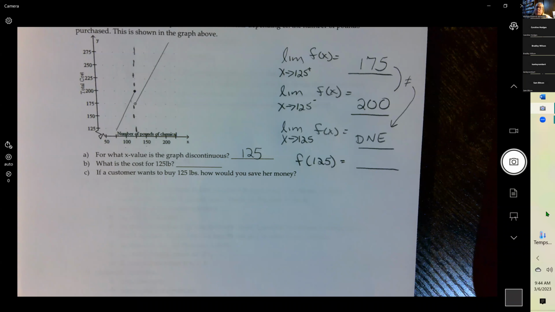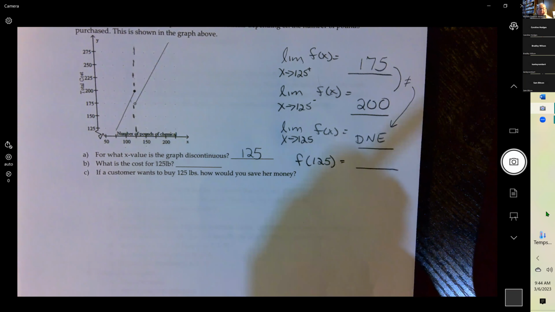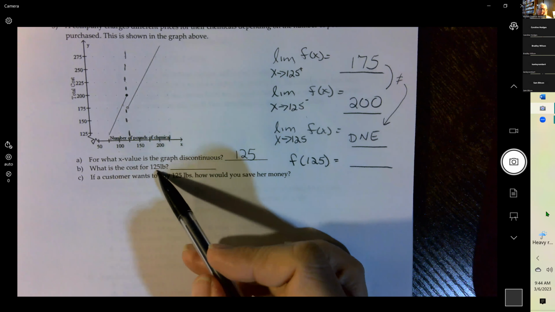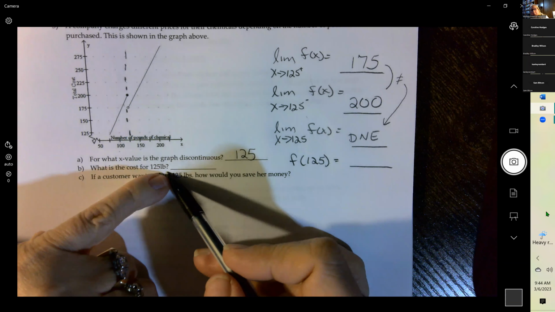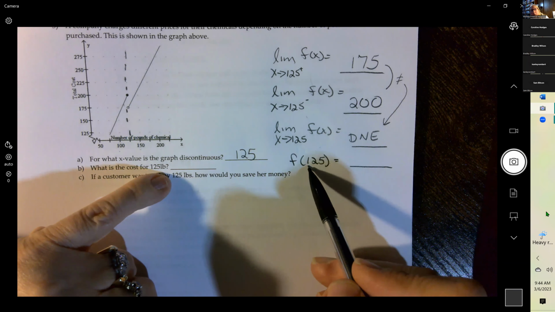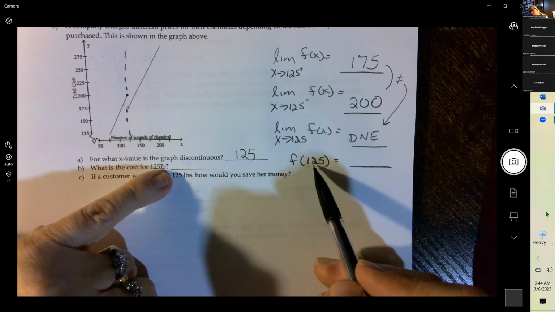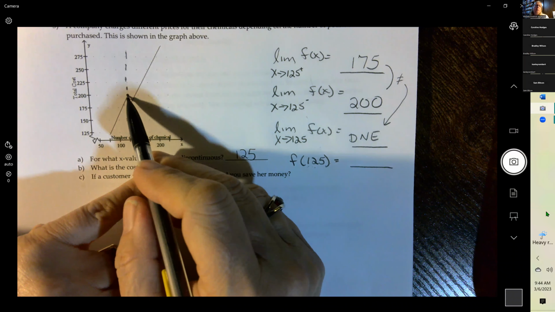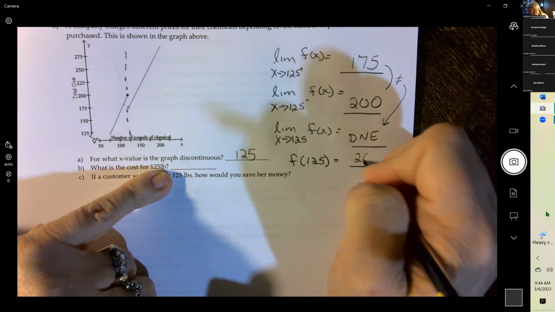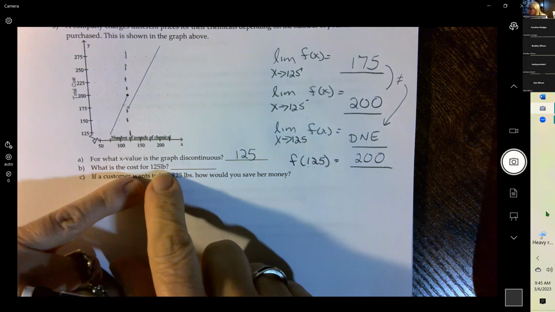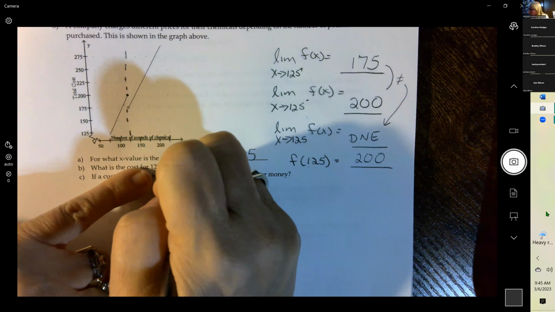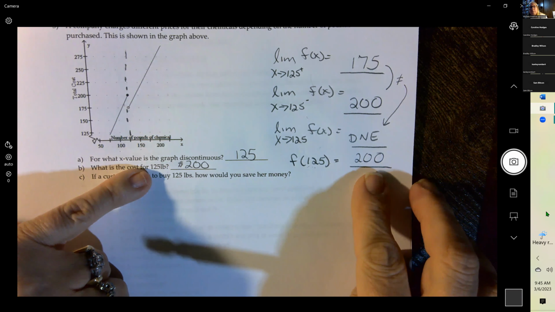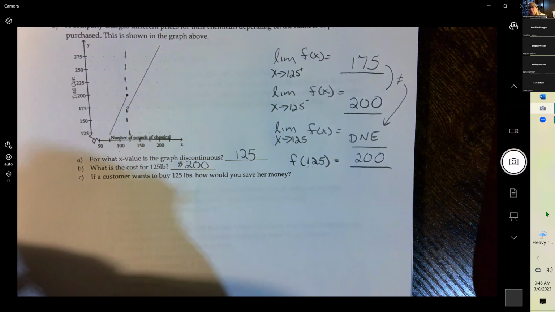I know the problem doesn't ask these, but I probably will. Oh, I know I do, now that I think about it. What is the cost for 125 pounds? This is the same thing as this. It's the shaded in point at 125. If we look, the shaded in point is not this one, it's this one, 200. So the cost for 125 pounds is $200. Any questions on that?